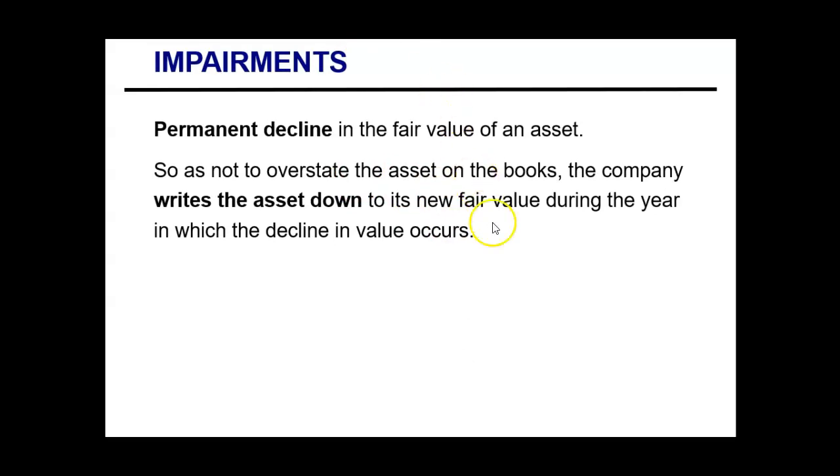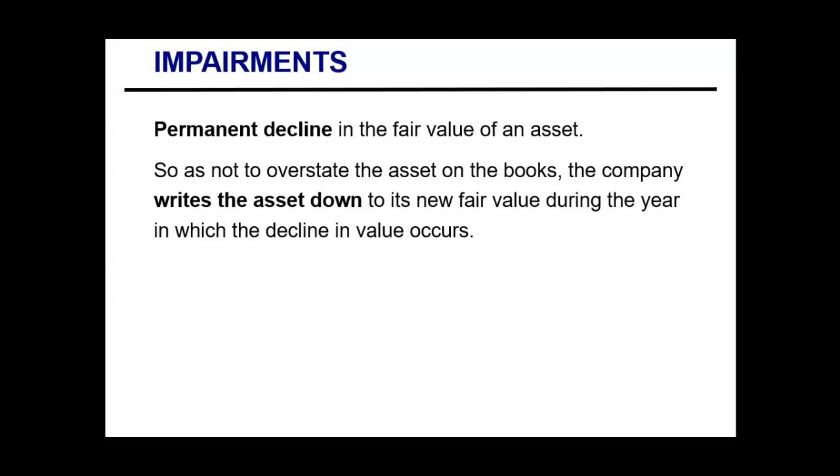Impairment. What does the term impairment mean? If an asset has become impaired, it has suffered what's called a permanent decline in its fair value. What's fair value? I'm glad you asked that question. Fair value says, if I had to acquire this asset right now today, what amount would I pay for it? That represents the fair value of the asset.